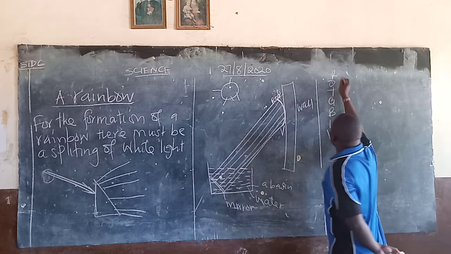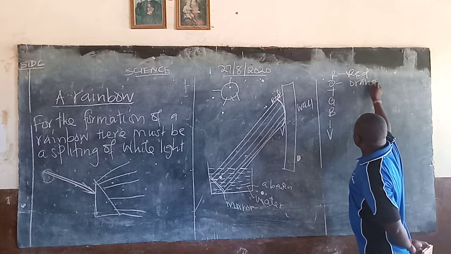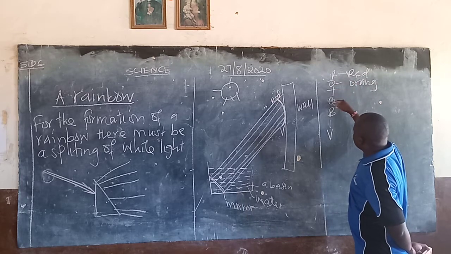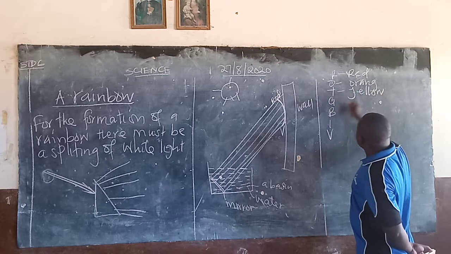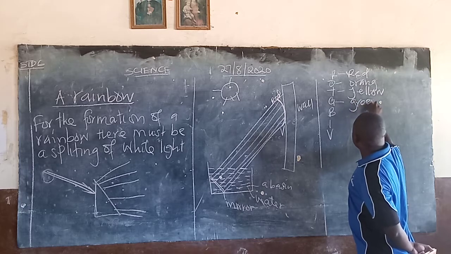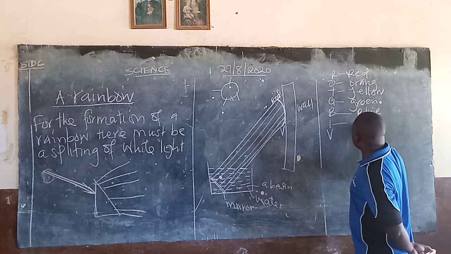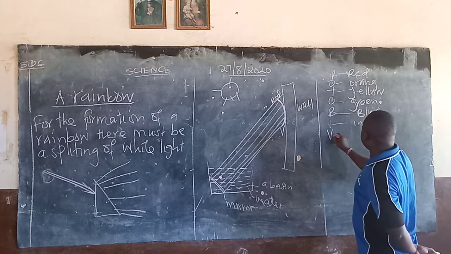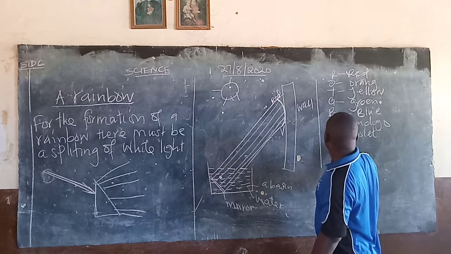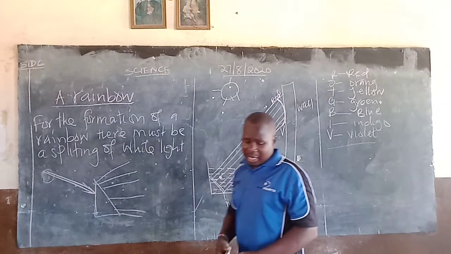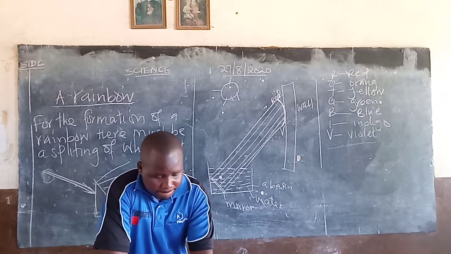So here we have red, orange, yellow, green, blue, indigo, and finally violet. So that is the rainbow. The rainbow has all those colors that we have.